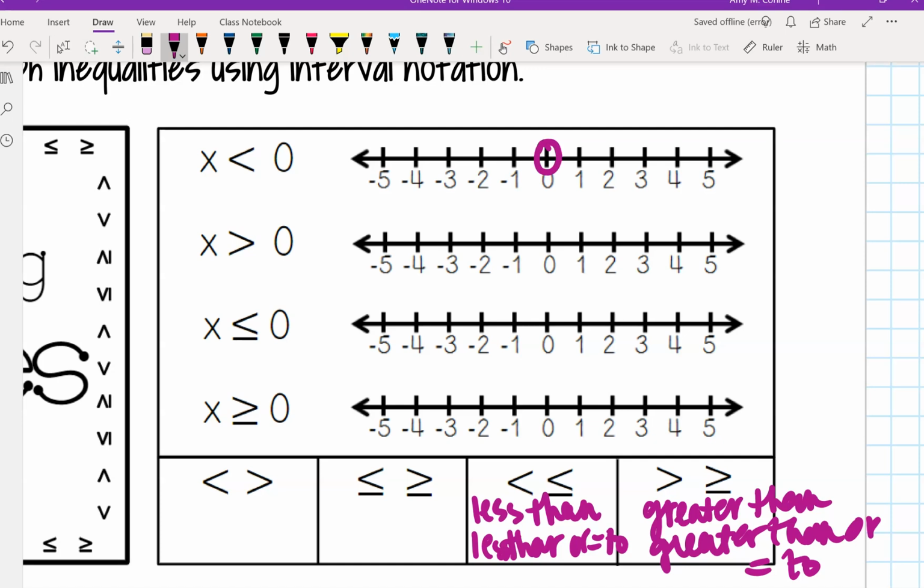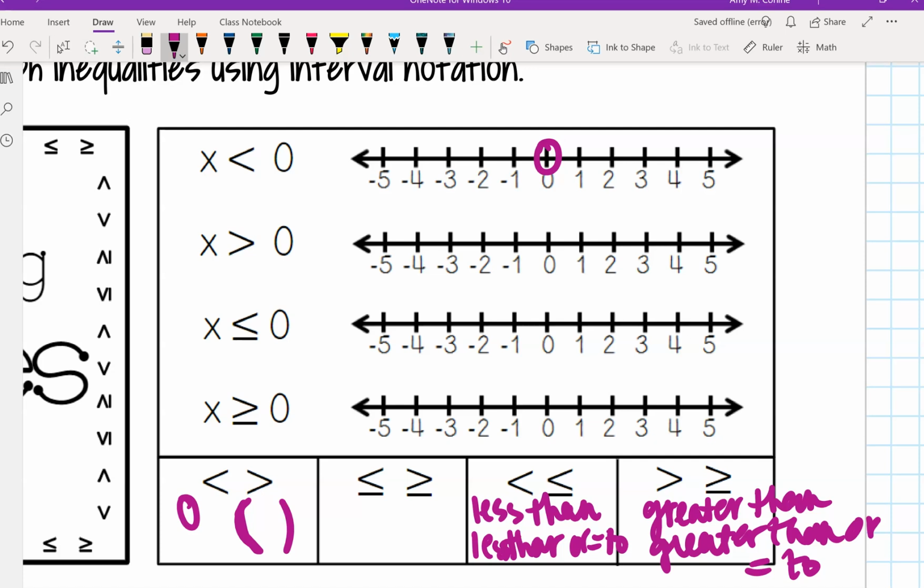So for this first one, x is less than 0. We're going to put an open dot on 0 because whenever you have a less than or just a greater than, it's an open dot. And when we talk about interval notation, we're going to use the open parentheses like that. So make sure you add those in there.